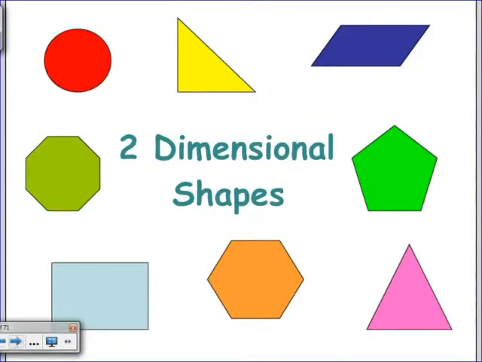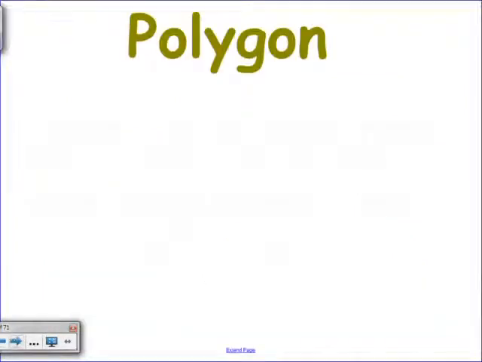Okay, let's talk about two-dimensional shapes. We're going to start with two-dimensional shapes, we'll move on to three-dimensional shapes. Polygon. Fancy word for a shape. What does polygon mean? Anybody know what the definition of polygon is? Where it comes from? Who came up with it?